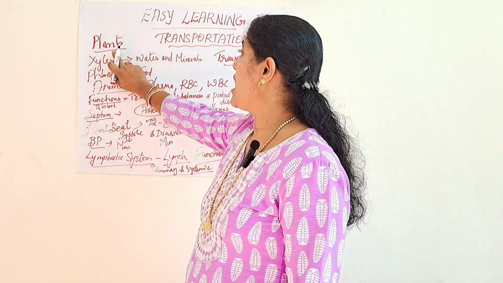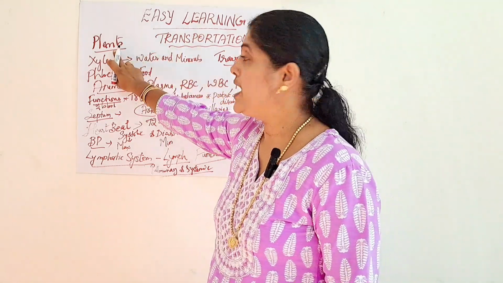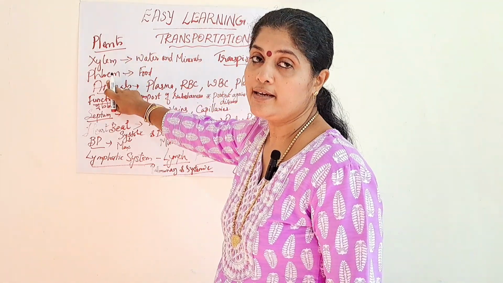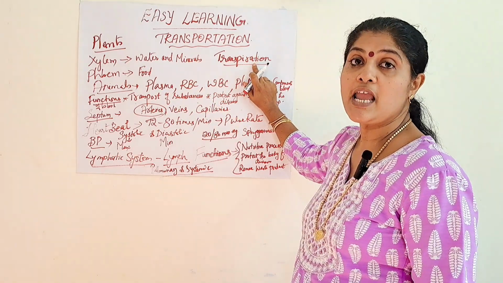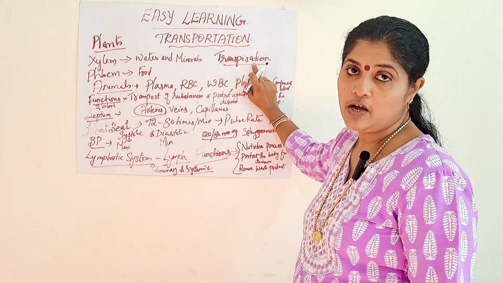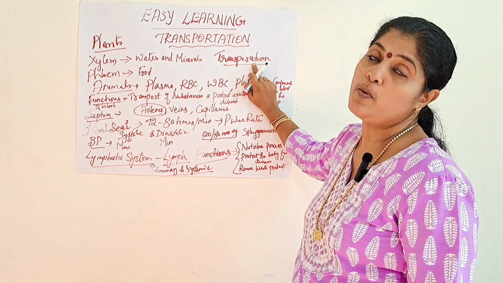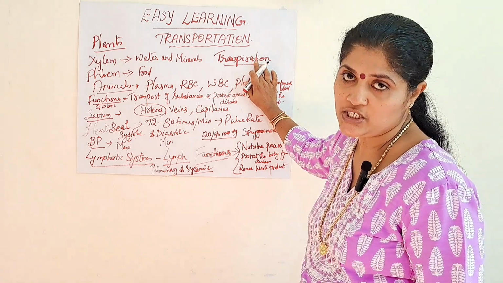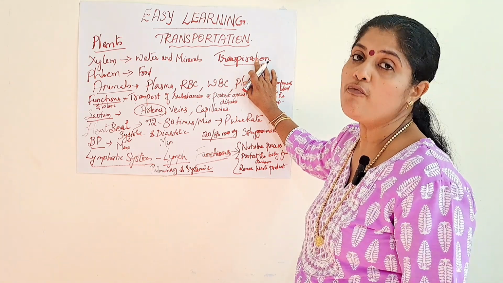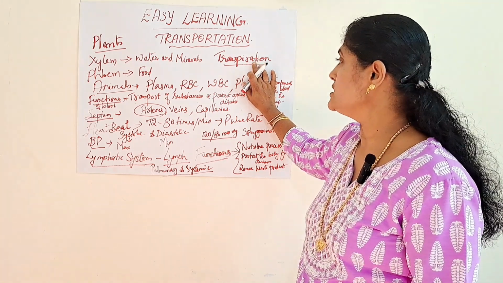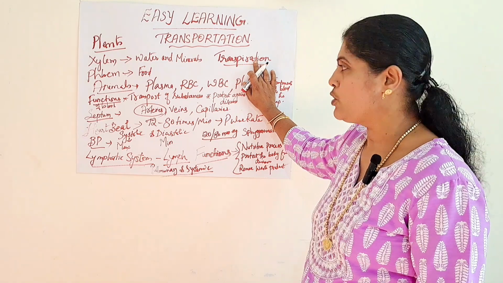One, the definition of transportation, then the transportation in plants, the 2 conducting tissues, xylem and phloem, and their function, and what is the main process which creates the low pressure at the topmost part of the leaf, that is transpiration, and how this transpiration process helps in the upward movement of water in the plant. So, that is a very important 2-mark question.